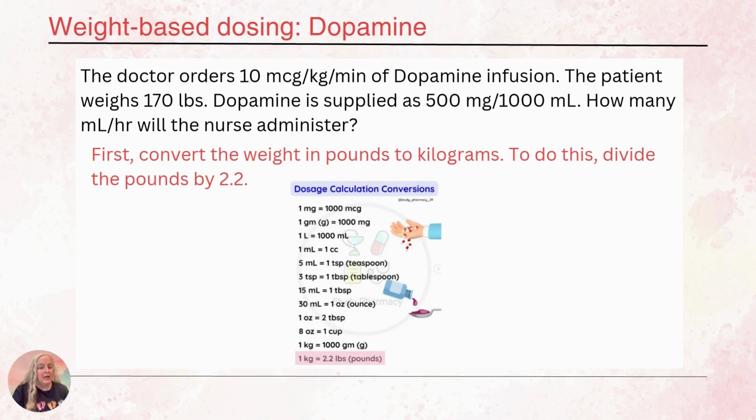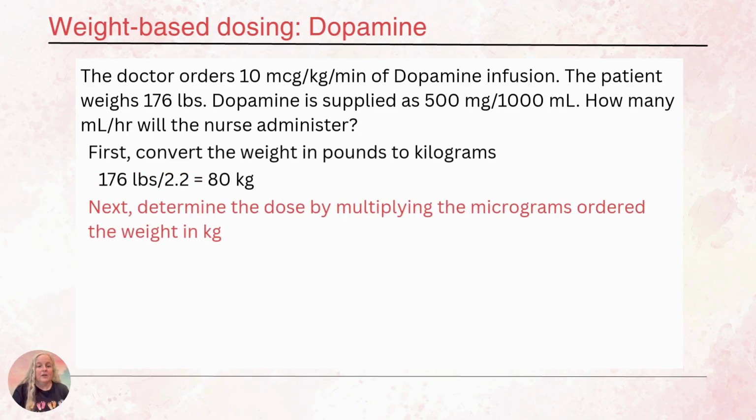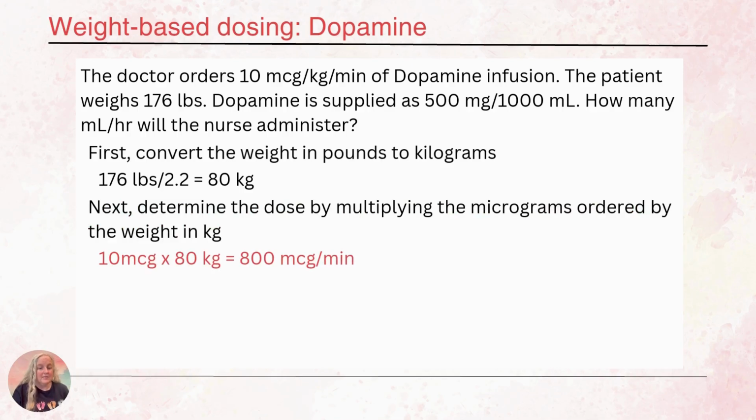First, convert the weight in pounds to kilograms. To do this, divide the pounds by 2.2. The patient weighs 176 pounds. Divided by 2.2, we find that the patient weighs 80 kilograms. Next, determine the dose by multiplying the micrograms ordered by the weight in kilograms. 10 micrograms times 80 kilograms equals 800 micrograms per minute.